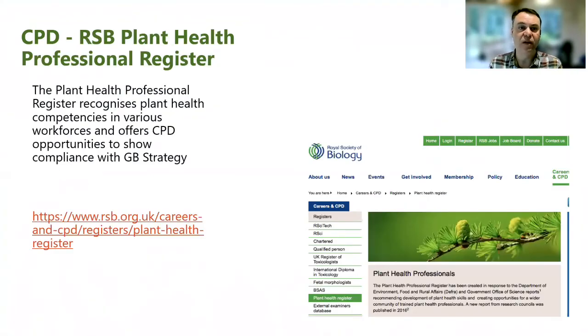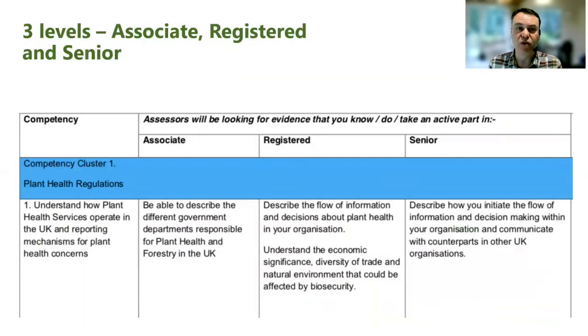I'm going to talk a little bit more about the Plant Health Professional Register. Again, this is what is benchmarked by the Competency Framework, and here are some online resources so you can get access to the register run by the Royal Society of Biology. We particularly like the idea of having a competency-based framework and continual professional development, because we want to make sure that people not only can develop their skills and demonstrate their knowledge, but year on year they continue to apply that knowledge and demonstrate their competency. There's 3 different levels you can apply at: associate, registered, or senior, building slowly up through the grades.